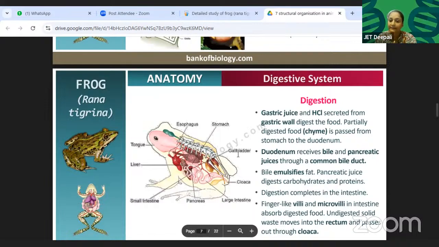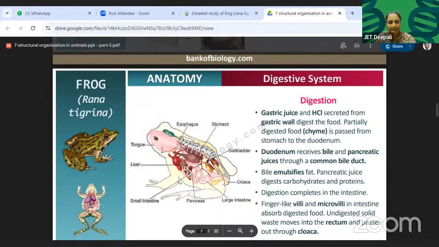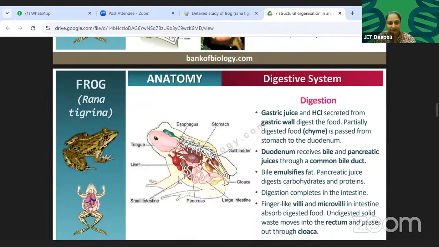So, what is this villi and microvilli are doing? They are absorbing the digested food that is important for our body, and whatever undigested solid waste that is moving down to the rectum to the large intestine, and that will pass out through the cloaca. So they are not having anus, they are having cloaca aperture to pass out their feces. Okay, see, this is a diagram. You can see here, this is their cloacal aperture, this is their large intestine, these are the pancreas, this is their small intestine, and this is stomach.